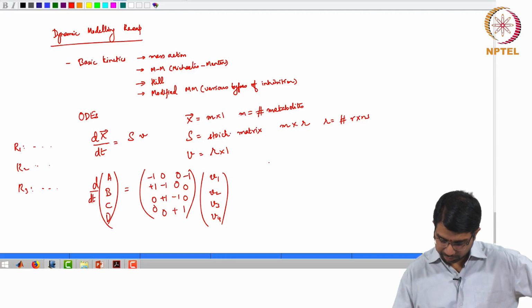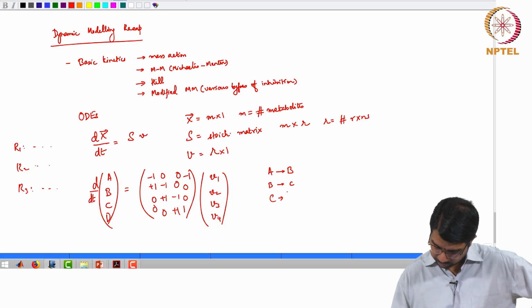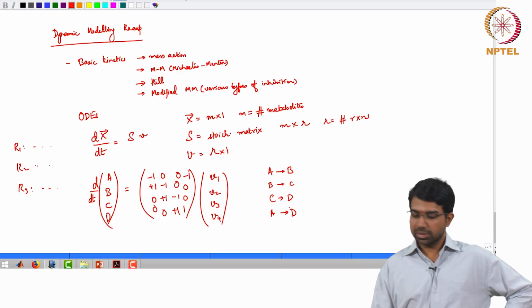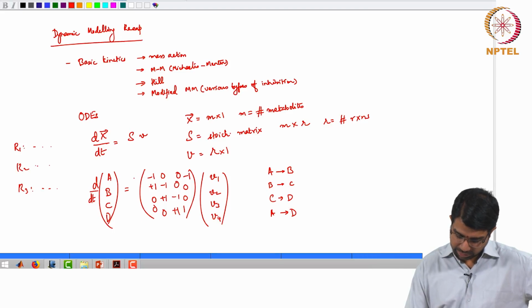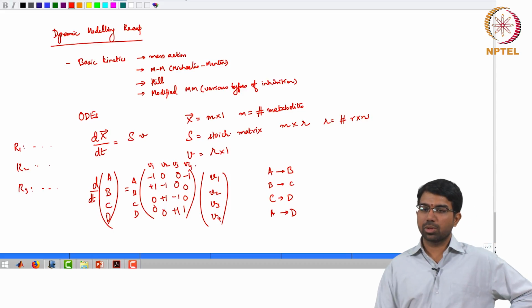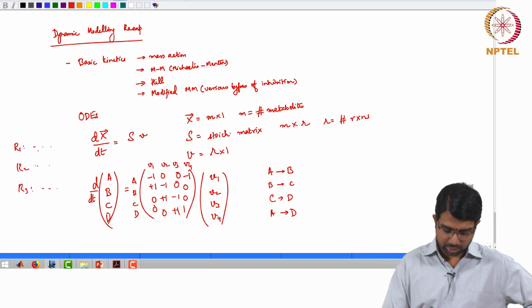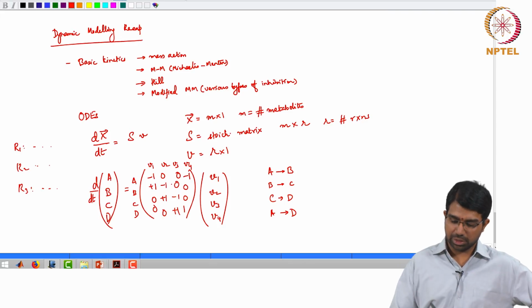So, what are my reactions if I were to reconstruct from here? A giving B, B giving C, C giving D and A giving D. Is that clear? It is from this matrix, right. So, this matrix is essentially you have to think of it as A, B, C, D and V1, V2, V3, V4 where the V's correspond to every given reaction. R1, V1 is the rate of R1, V2 is the rate of R2 and so on.